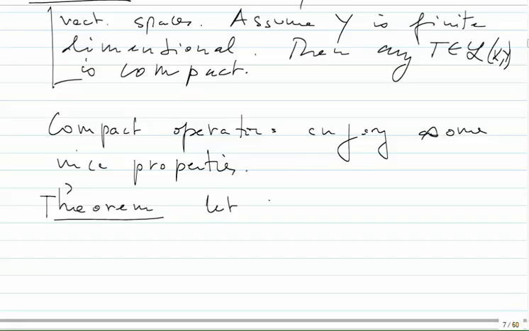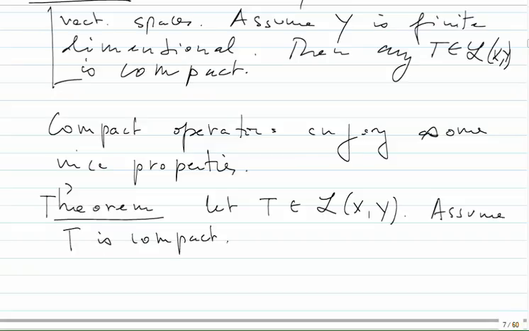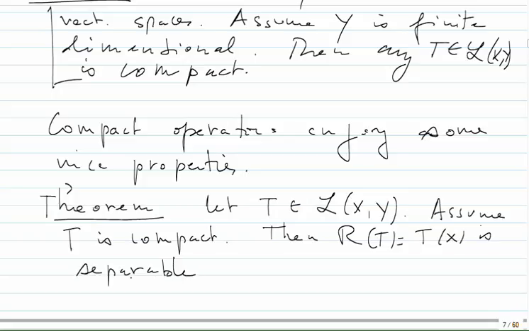Let T belong to L(X, Y). Assume T is compact. Then the range of T, which is T(X), is separable. That's property number one.